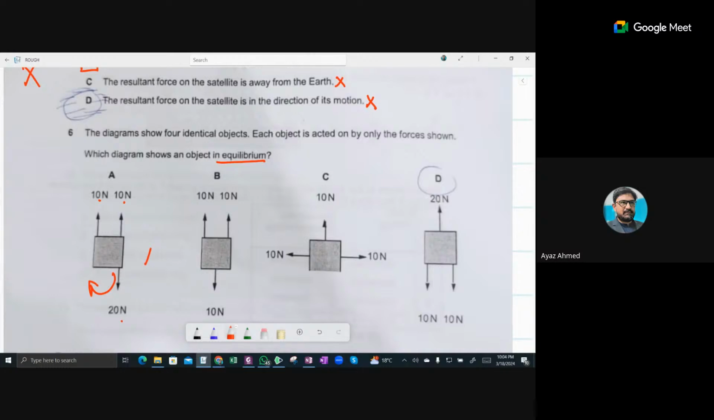Then 10 and 10 and 10 downward, so upward and downward are not equal, so it is also not an equilibrium. 10 upward, 10 left, 10 right, so these are cancelled, this is not cancelled, so this is also not an equilibrium. So 10 and 10 downward and 20 upward, so there would be no rotation, downward, upward, so option D is correct.